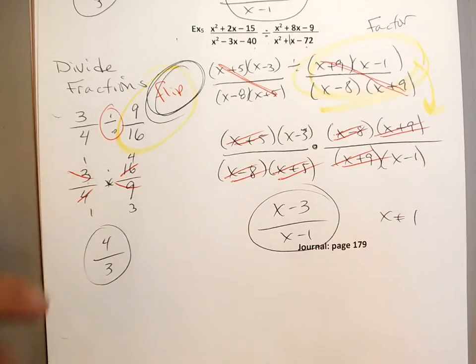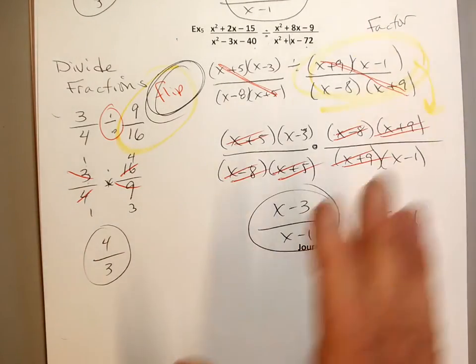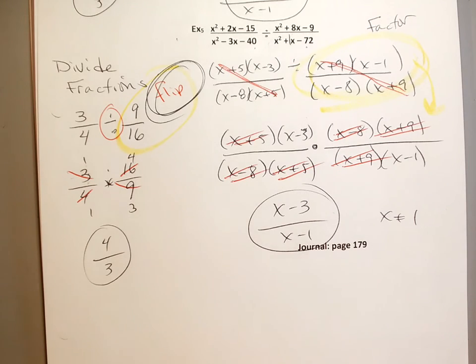Okay, there you go. So we've got homework for you, and it's on reducing, on multiplying, and dividing. Don't forget to flip when you divide. And that's all I have. We'll zoom and we'll talk more about this.